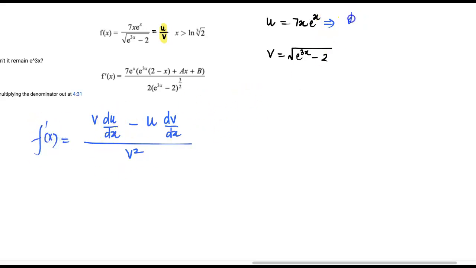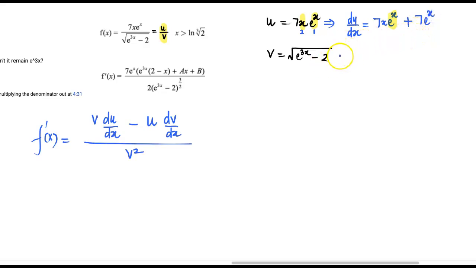So let's find du over dx. Here as well we are going to be using the product rule. So 7 is copied as it is, e to the power x would be e to the power x only, and x is copied as it is. So I have differentiated e to the power x, plus, this is the second term, so I'm going to differentiate x. That would be 1, so we've got 7 e to the power x.